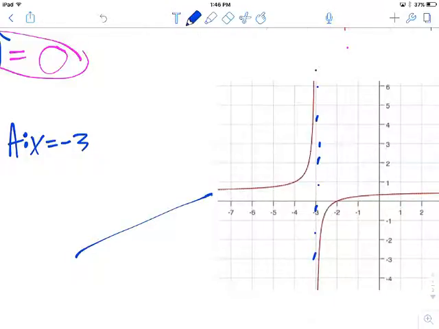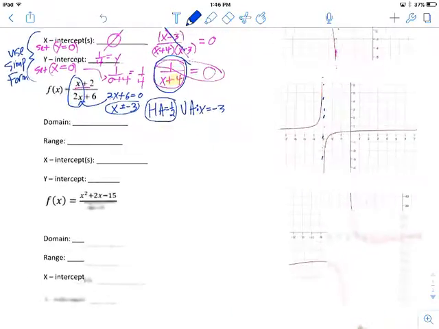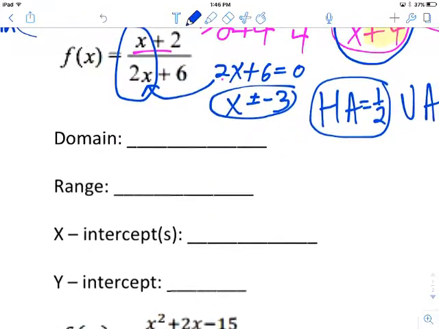Okay. All right, so now, with all that information in there, the domain is all up to that negative 3, and then it skips it because of that vertical asymptote. I'm actually looking at the graph. And then it comes back down after negative 3 on to infinity.